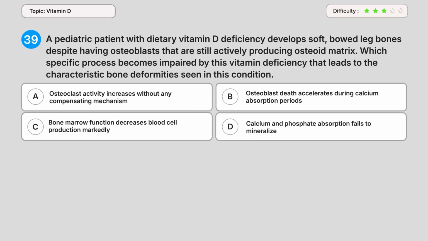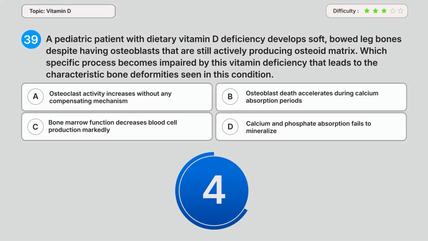A. Osteoclast activity increases without any compensating mechanism. B. Osteoblast death accelerates during calcium absorption periods. C. Bone marrow function decreases blood cell production markedly. D. Calcium and phosphate absorption fails to mineralize. Do you know the answer?